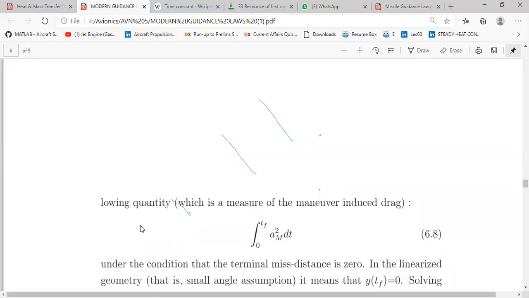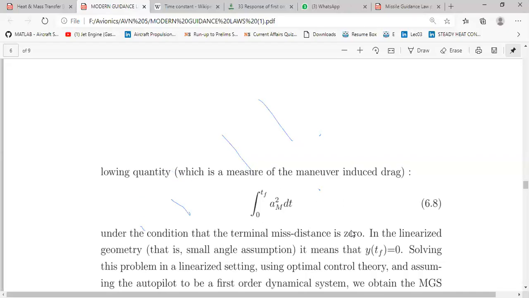Suppose at time 0 the lateral command will be high, at time 1 it will be high, but it will reduce and go nearby. So overall it will be minimum, so that your maneuvering drag will be minimum, under the condition that terminal miss distance is 0. You are keeping the induced drag and the lateral command minimum, but you are not missing the target. That is the condition to design the modern guidance scheme. So this is the formula: the integration of the lateral command from 0 to TF should be minimum.